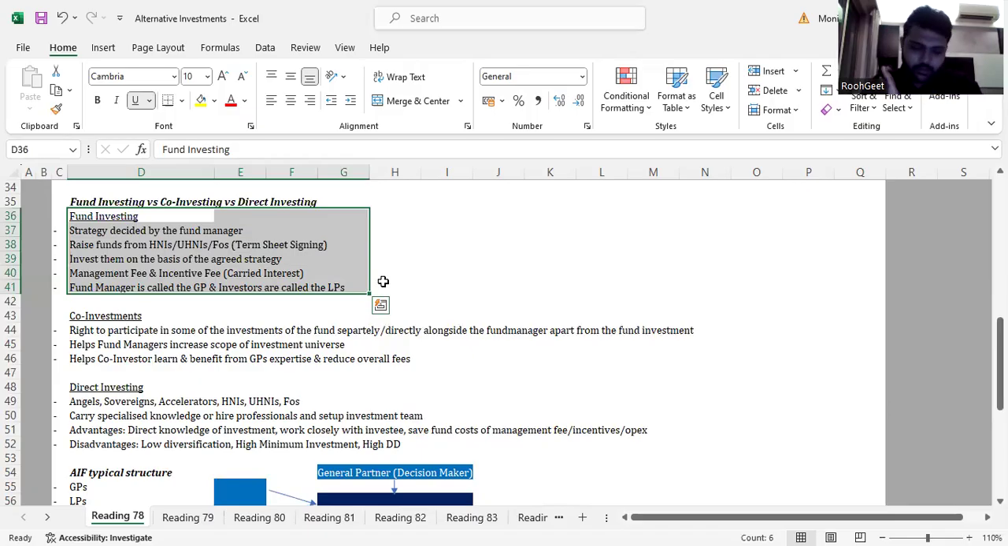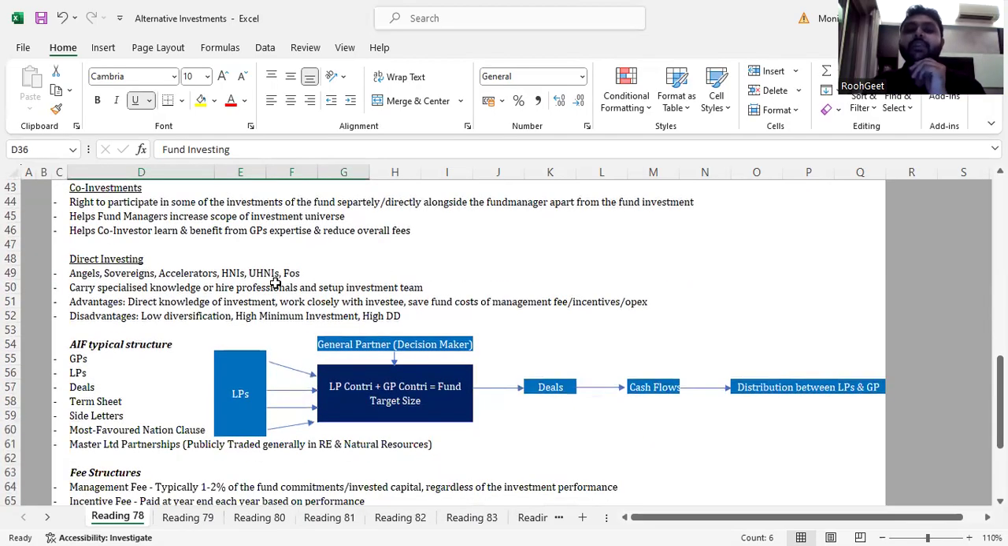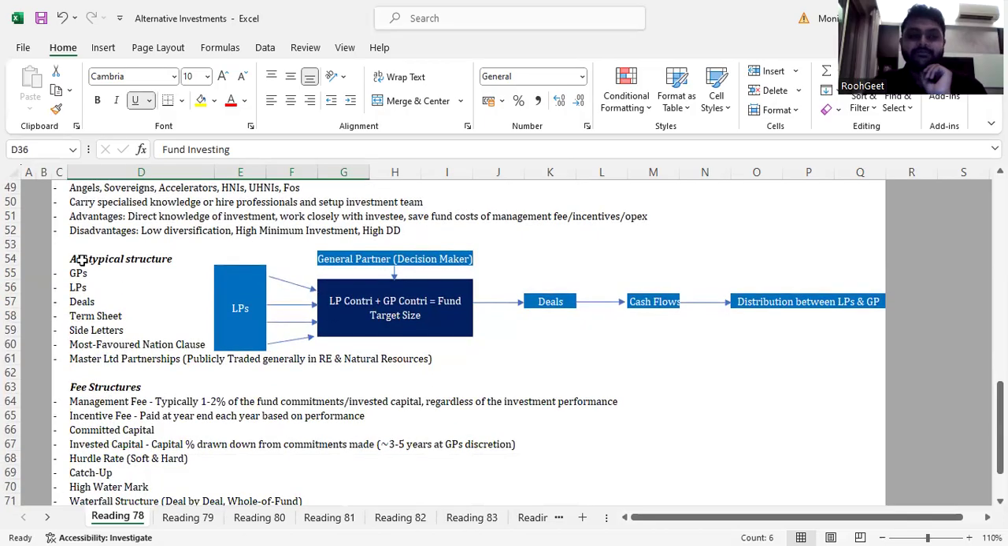All these things you will not find in the textbook. So I'm just giving you some broad, real life idea. So as I said, in a fund there is a GP. Now you know what a GP is. There is an LP, there are deals, there are term sheets signed. So this is the structure.